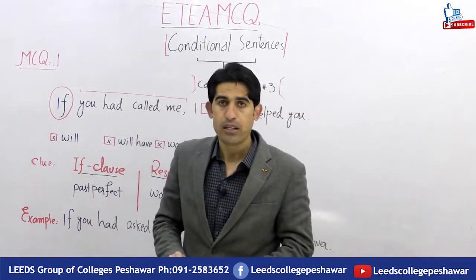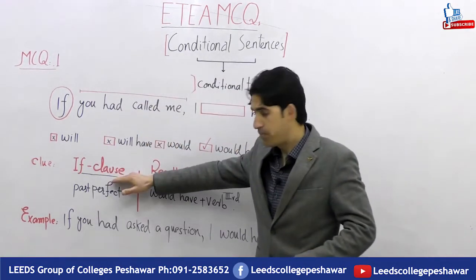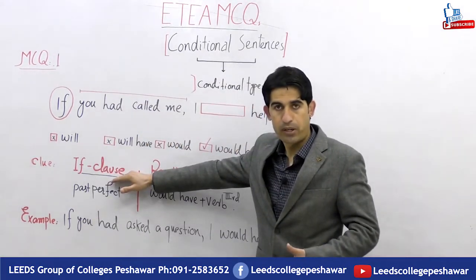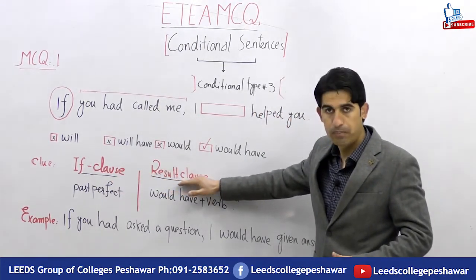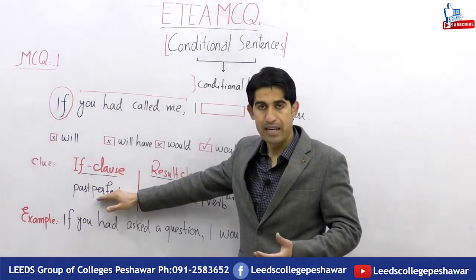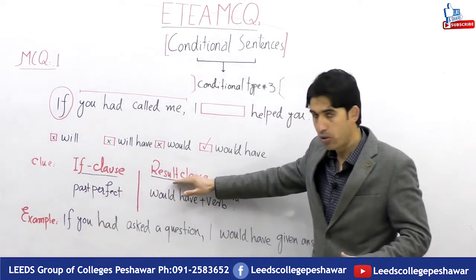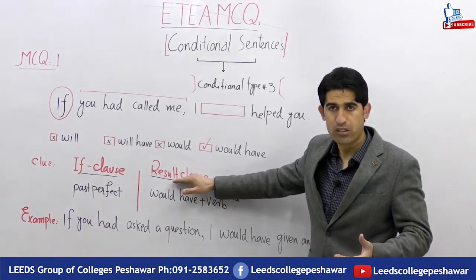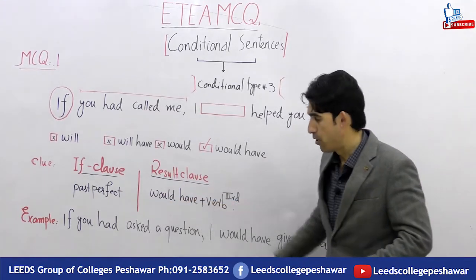I have listed the important clue for this MCQ. If we have two clauses, for example, an if clause and a result clause, and the if clause contains the past perfect tense, meaning had followed by the third form of the verb, the result clause will have the modal auxiliary verb would have, followed by the third form of the verb.